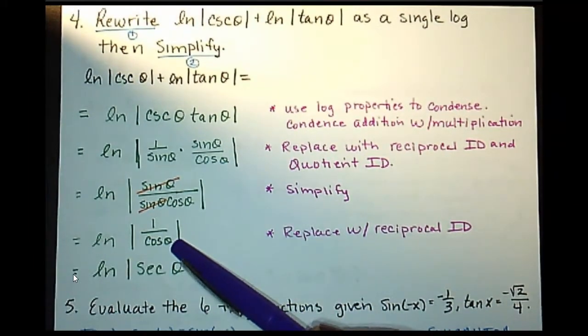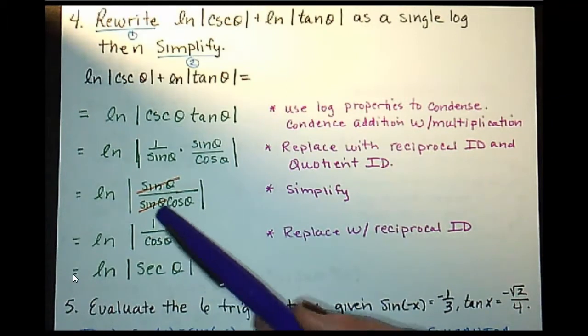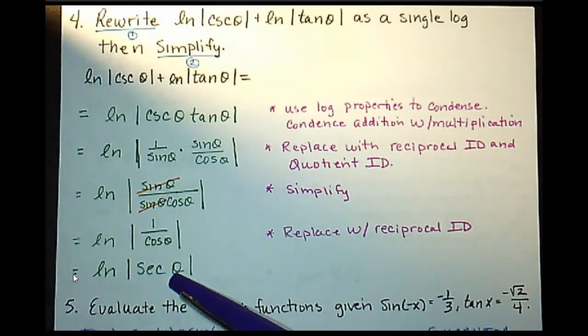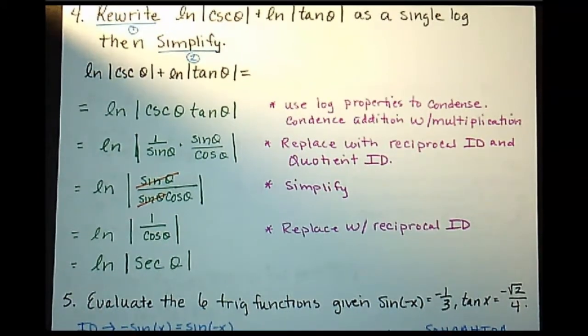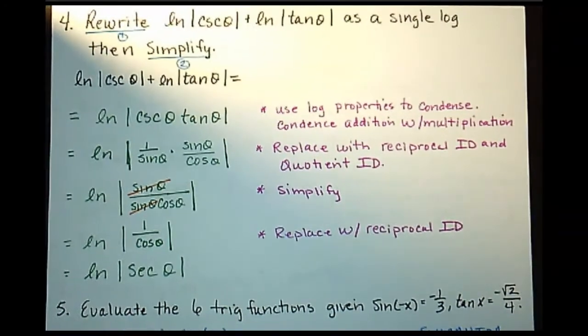Well, 1 over cosine theta is a reciprocal identity, so I can replace this fraction with its reciprocal identity of secant theta, and now I have simplified that one. All right, we're halfway through.